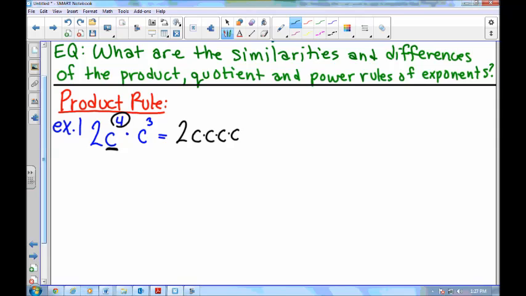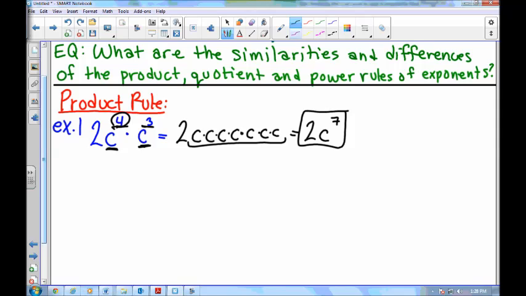Fingers up in the air, how many C's are represented right here? Excellent, 3. So we added another set of 3 C's being multiplied, which all together means, shout it out, how many C's are there? 7. Good. So this would be 2C to the 7th power. Does anyone remember or recognize the shortcut? We just add the exponents, right? 4 plus 3 equals 7.